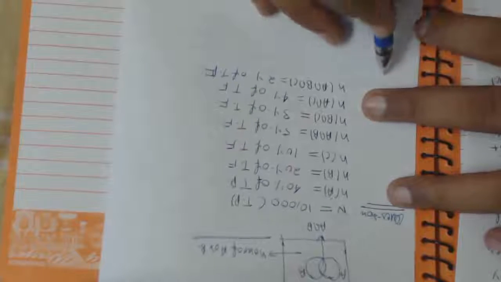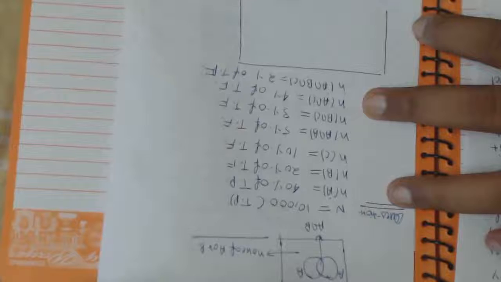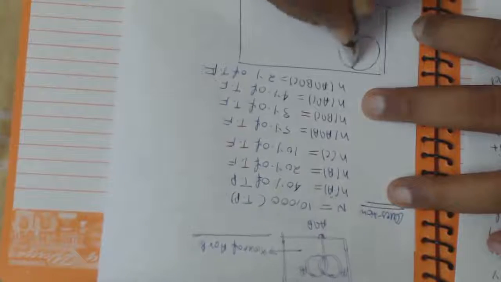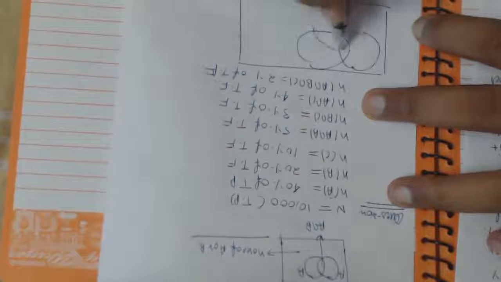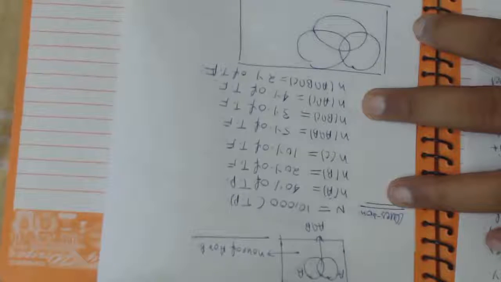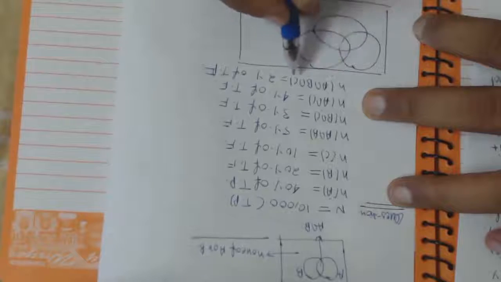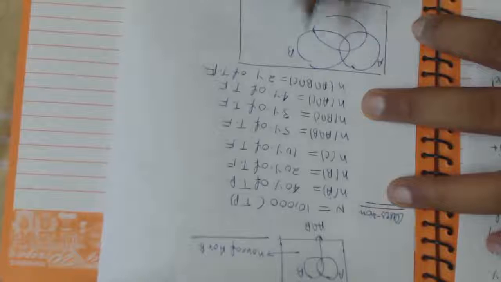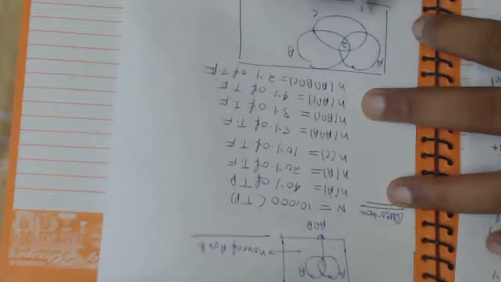Okay, so from this given data I am drawing a Venn diagram. I had already told you the Venn diagram is to make complicated problems simple. Here I first have to write down what is common in all the three. So 2% is common in all the three.